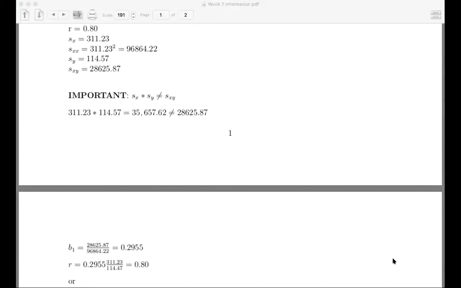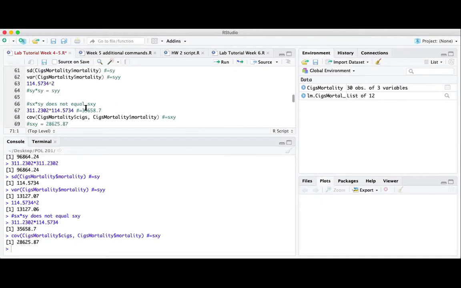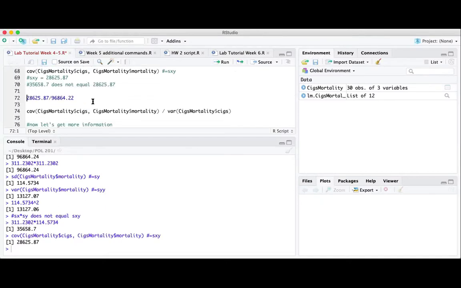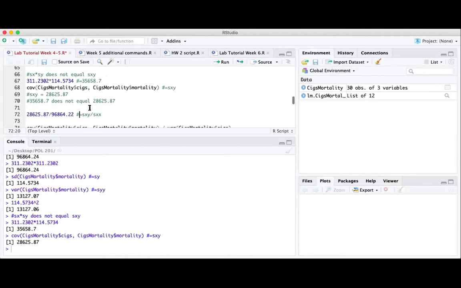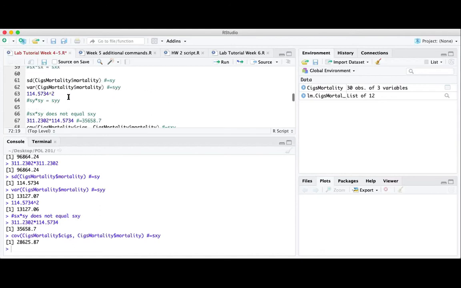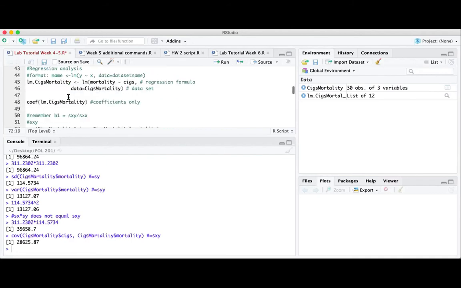So let me go back to RStudio. So this is here, SXY over SXX. That's precisely what I've done here. And of course, when you're doing the homework, you don't need to manually calculate these. In fact, you shouldn't manually calculate these things. But I'm doing this right now to show you where the B1 value that you get comes from. When you're doing the homework assignment, I don't want to see any manual calculations. I want you to instead use this command.